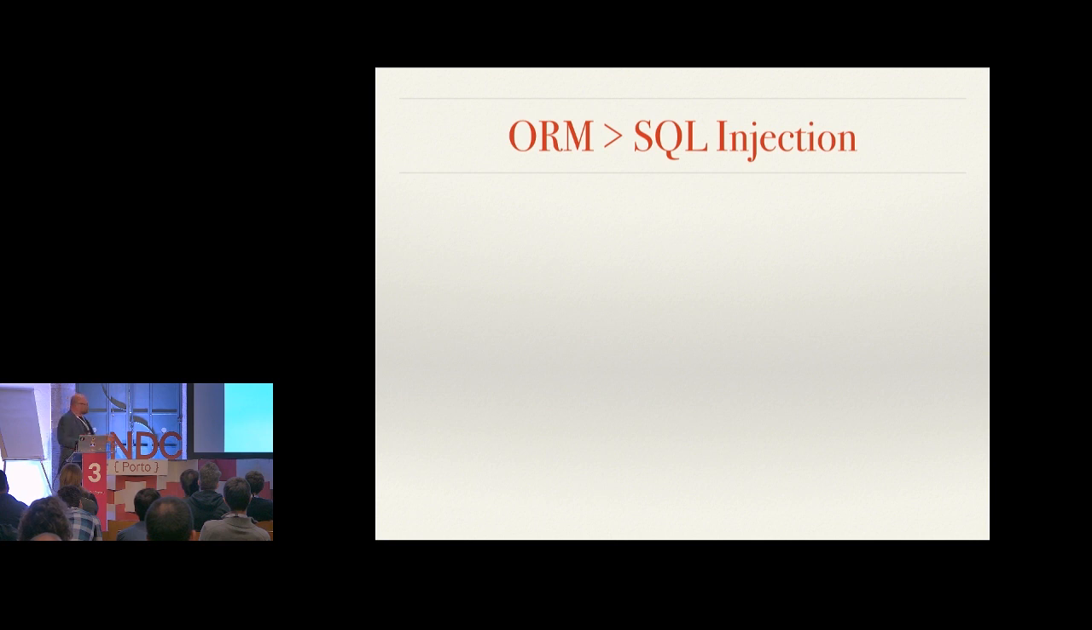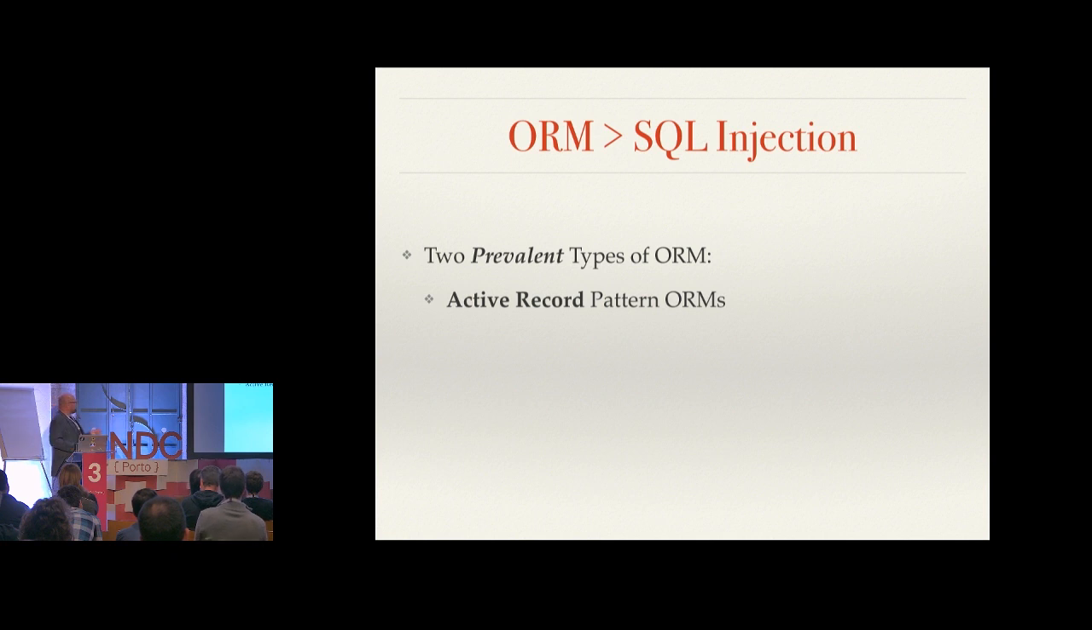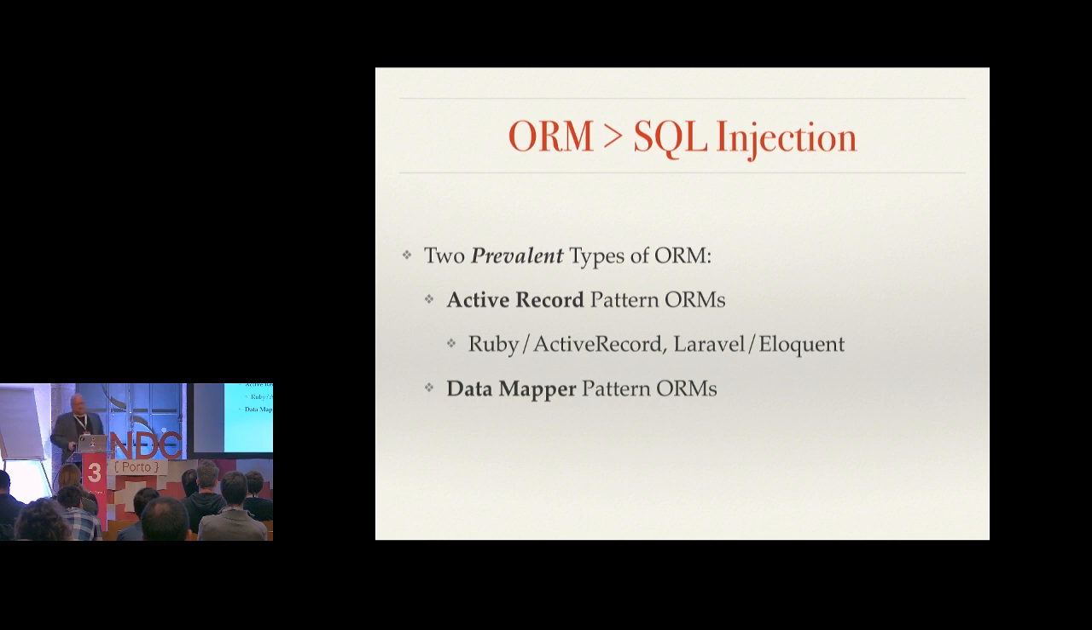But to dig deeper into ORM SQL injections, there are two prevalent types of ORM. There are active record ORMs. So in Ruby, literally, it's called ActiveRecord. In PHP, you have the Eloquent ORM. And then you also have data mapper ORMs. So the Java Persistence API defines a data mapper spec. Hibernate implements it. NHibernate in .NET also uses the same thing. It's the same API. And then in PHP, there's the Doctrine ORM.